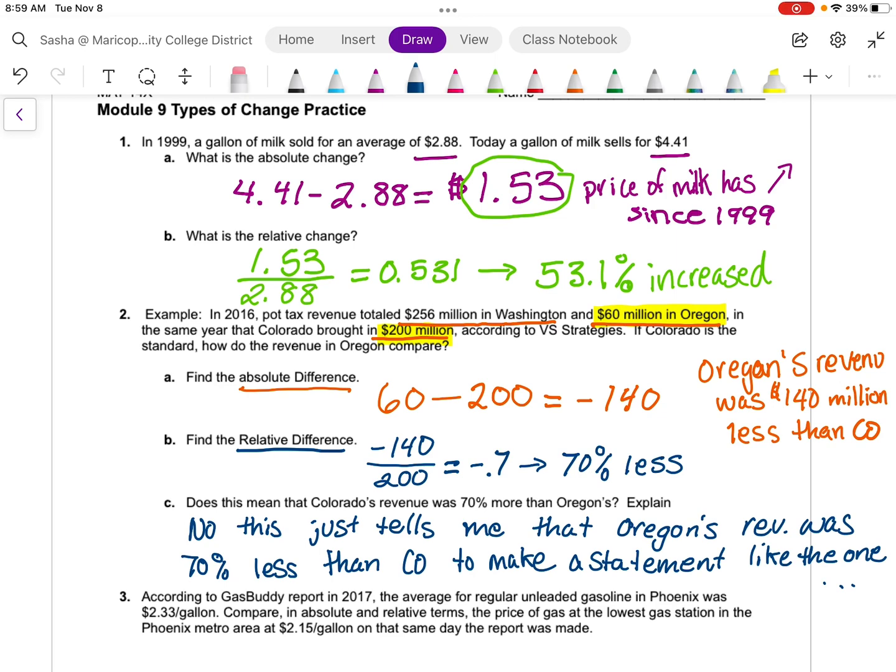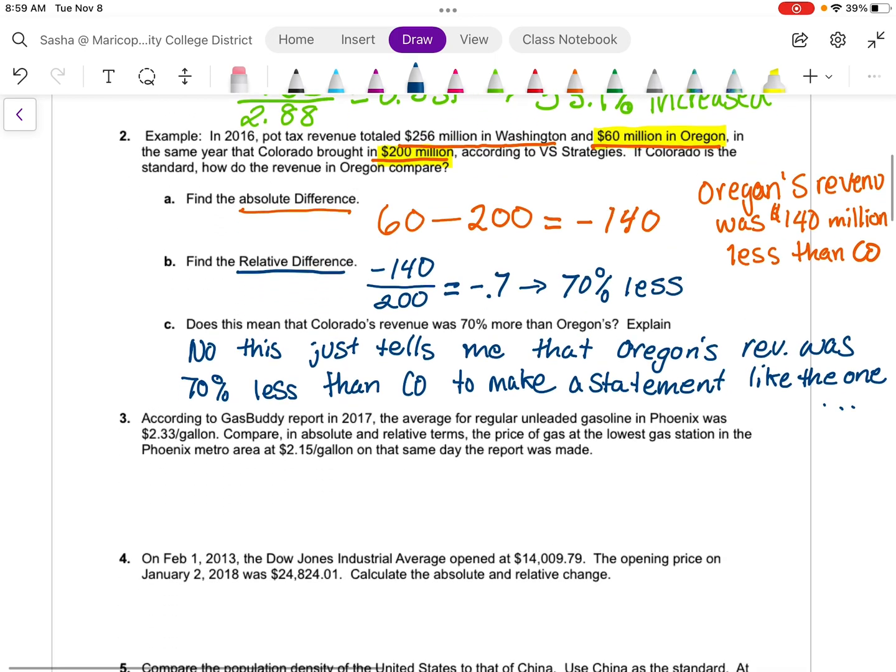All right, so let's keep going. If we take a look at number 3, we're being asked to compare gas prices, and we're given an average cost in the Phoenix area back in 2017, and then we're given the lowest price gas station. If I'm comparing two things and I'm asked for absolute and relative terms, I like to make the average one my standard, and the other one then my comparison.